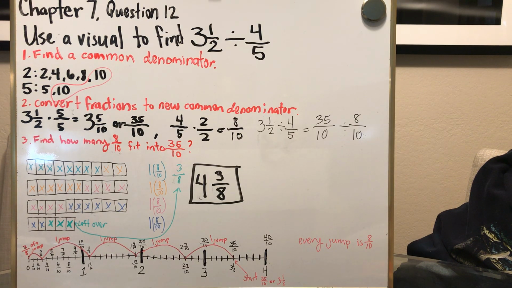The question asks, use a visual to find 3.5 divided by 4/5. The first thing that we're going to do is find a common denominator. So what we did was list 2 and all of its multiples, and then 5 and all of its multiples, and then find the common number that they both have, which was 10. That was going to be the least common denominator.